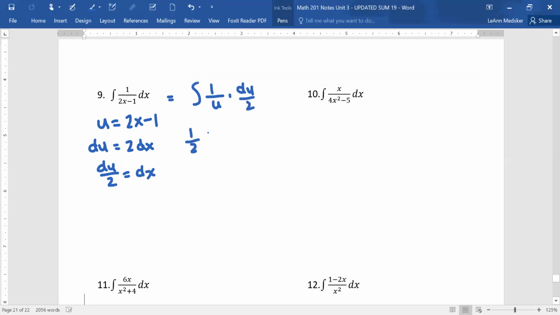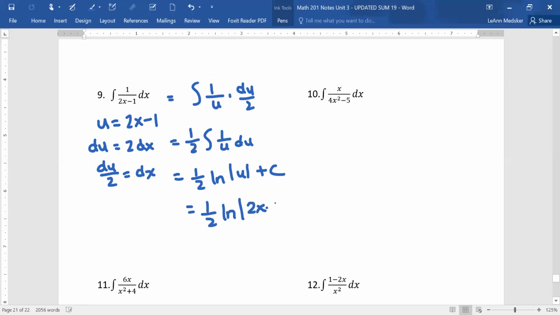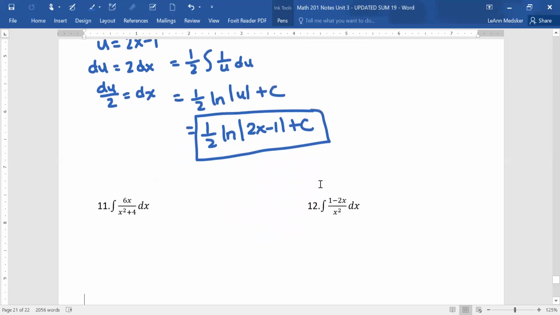Bring the 1/2 out to the front. So this is 1 over u du. This would then be natural log of the absolute value of u plus c times the 1/2 out front. And then we put back in our 2x minus 1 for our u. So our back substitution step. So 1/2 natural log of the absolute value of 2x minus 1 plus c. And then the last one for this part is going to be number 11.